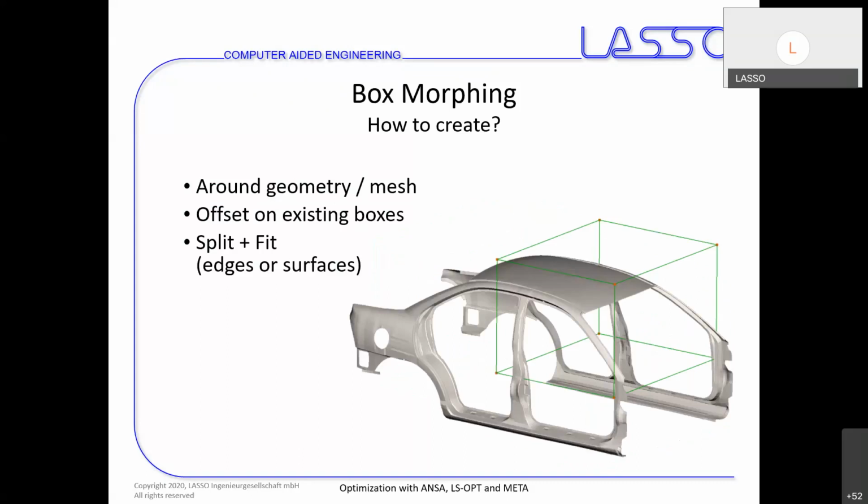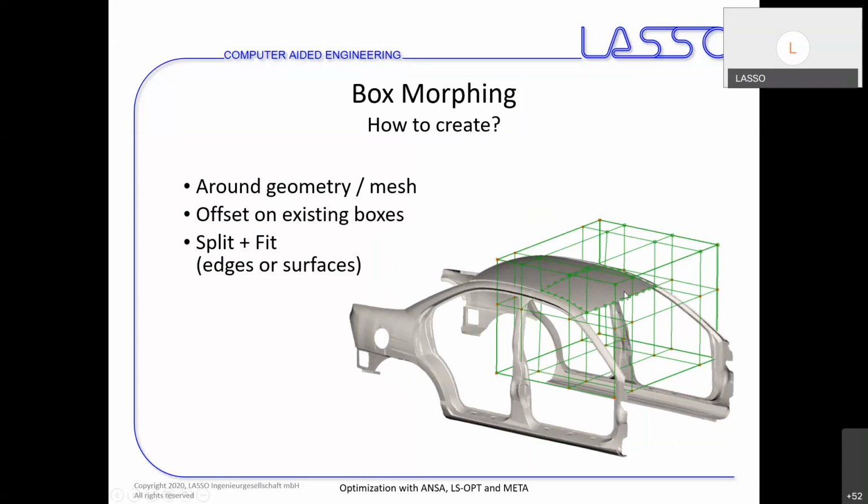We can split boxes and attach edges, but also surfaces onto the geometry, like it's done here. The front line of the roof is attached to a morphing edge. Some additional control points are inserted in order to capture the curvature.